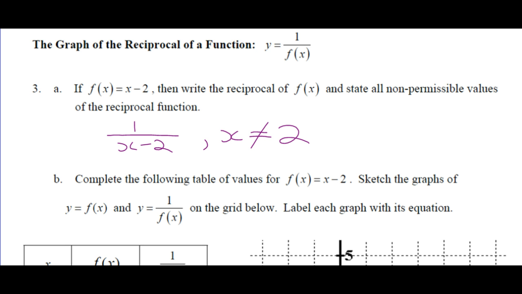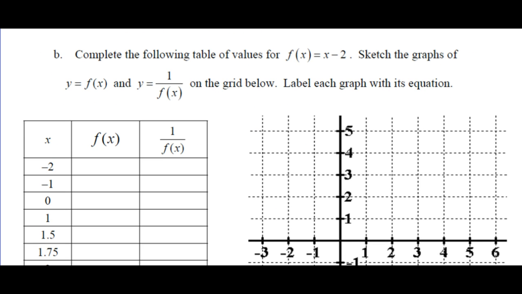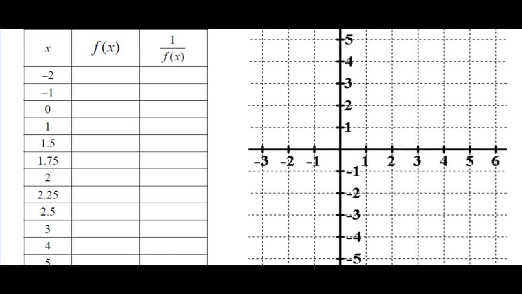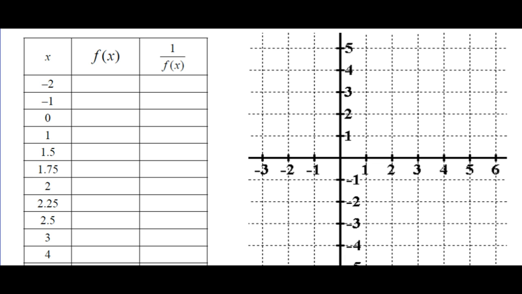Complete the following table of values. So one of the best ways to start this whole experiment is to actually try it very formally. So we're going to plot a table of values for x minus 2. We're going to sketch the graph of x minus 2. We know what that looks like, right? I mean, it's a straight line. It has a y-intercept of -2 and a slope of 1. And then we're going to graph y equals 1 over f of x using those values. We're going to label each graph with its equation. So we're going to come up with the points.